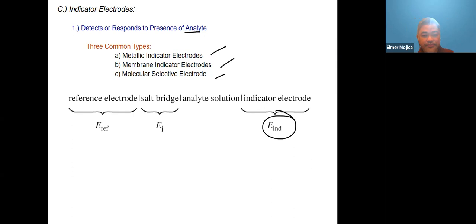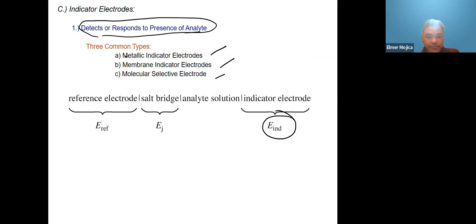Okay, so if you're going to look at these indicator electrodes, usually, makikita mo, depende dun sa application, depende dun anong indicator electrode yung gagamitin mo. Okay, so if you look at this indicator electrode, the potential of the indicator electrode in a potentiometric electrochemical cell is proportional to the concentration of the analyte. Kaya nga, yun yung main function niya. Detects or responds to the presence of the analyte.